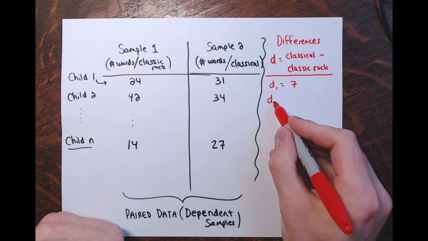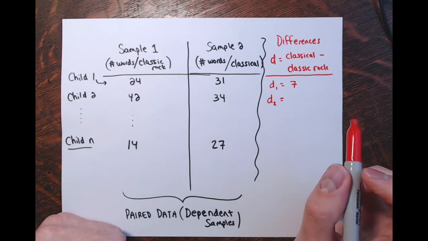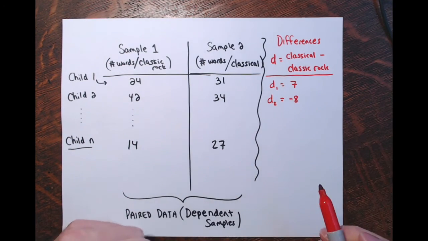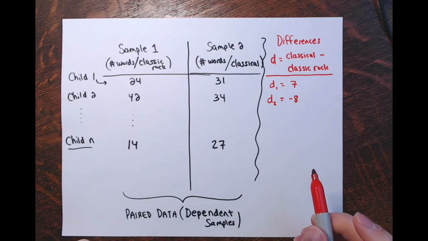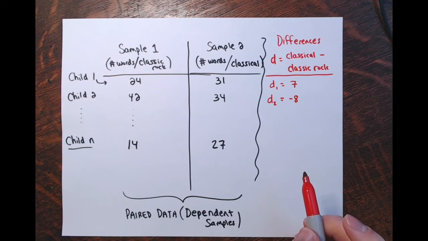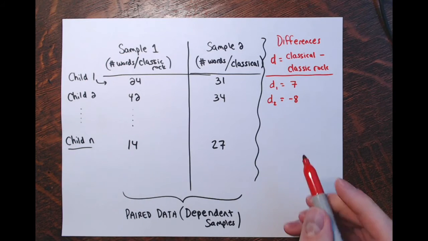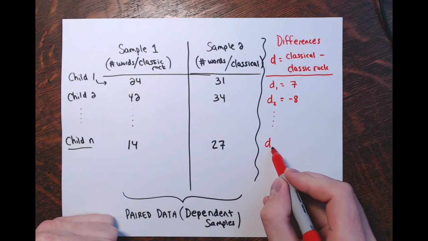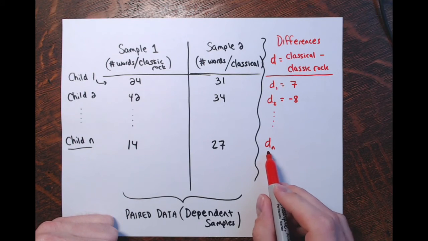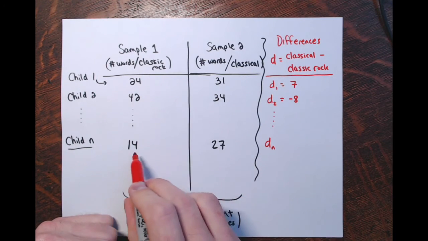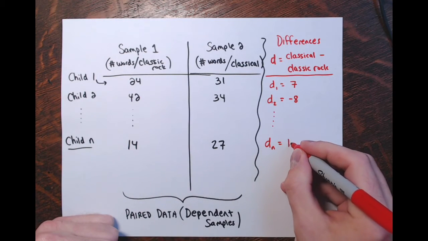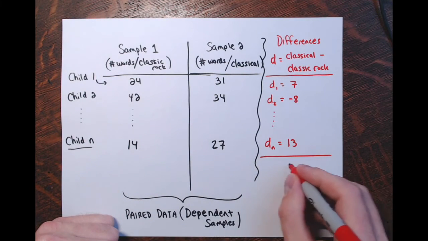Then difference number 2, D2, 34 minus 42, is negative 8, meaning they remembered 8 fewer words after listening to classical than when they listened to classic rock. And I keep doing this for all n children in my sample. Dn, the nth difference here in this paired data, would be 27 minus 14, which is positive 13.